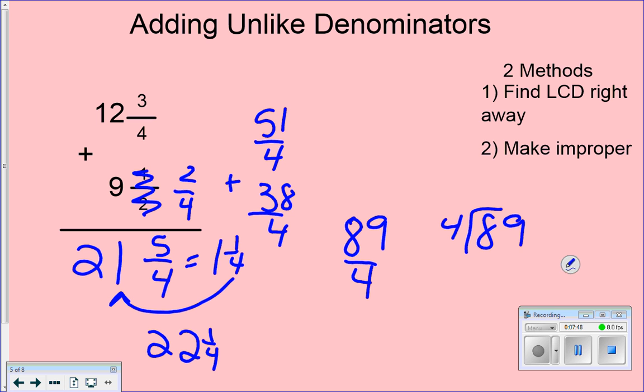89 divided by 4 goes in twice. Minus 8, I bring down my 9, goes in 2 times. I get 22 and 1/4. Okay? Either way.